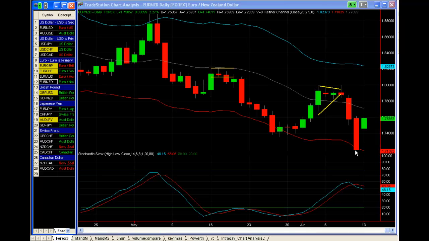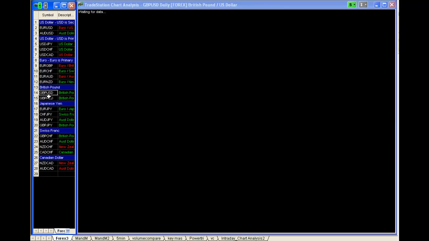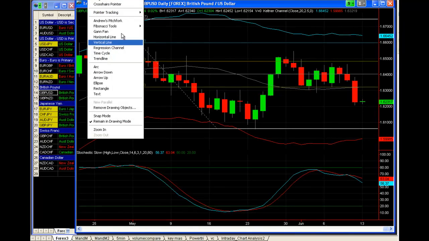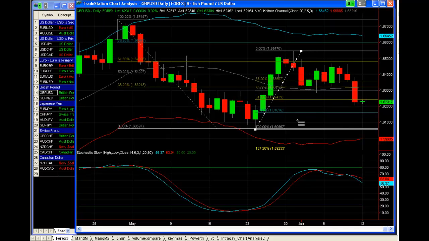Here's the euro Kiwi, the euro New Zealand dollar. Had the big test of the lower Keltner channel, the big bar rather, and then you could see today it's already trying to offset that. That's something to watch. Here is the pound. Got a little Fibonacci retracement to watch here. All right, if it takes out 61.8, look for a retest of those lows.